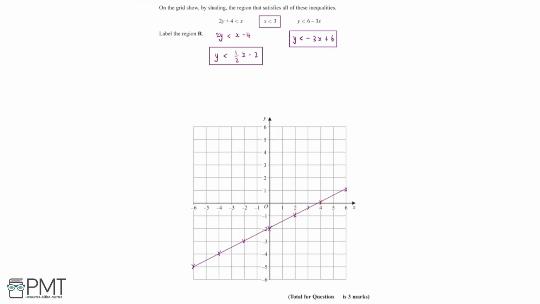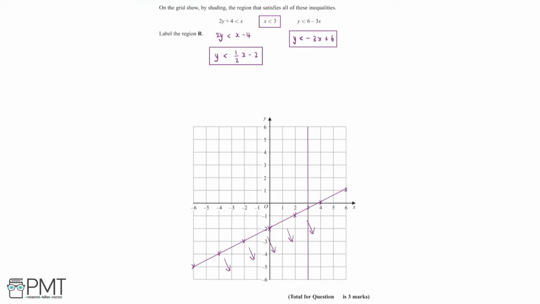And so we can draw arrows that point in the direction of this region. Now our next line is x is less than 3. Now to draw the line of x is equal to 3, we'd be drawing a vertical line at the point where x is equal to 3.